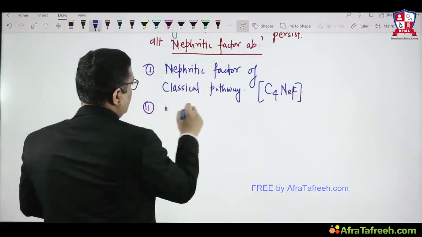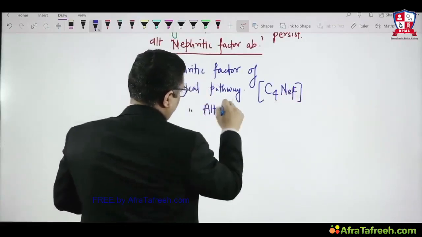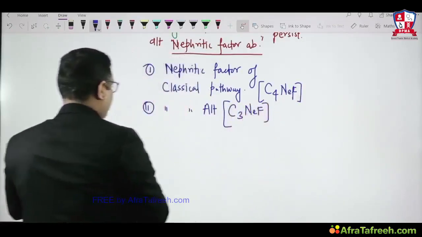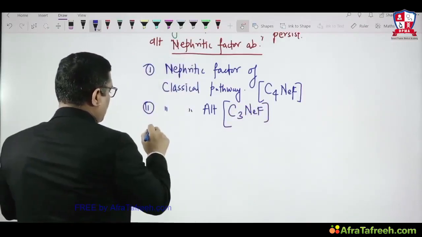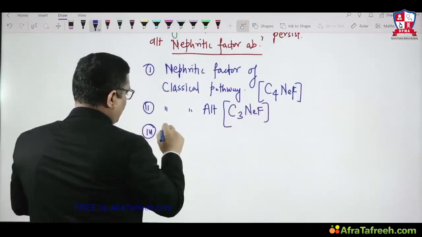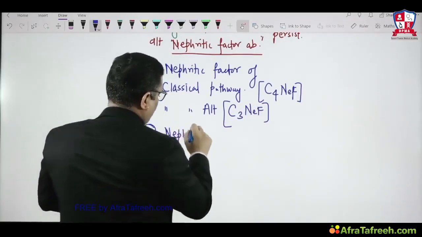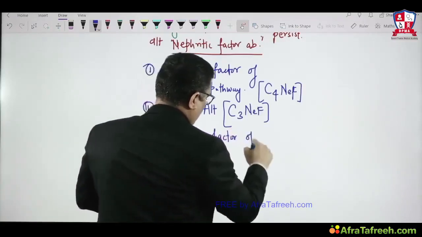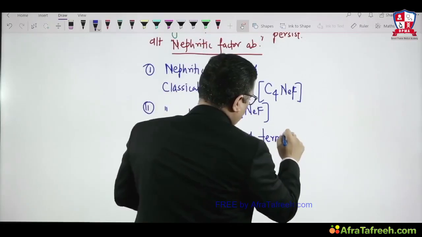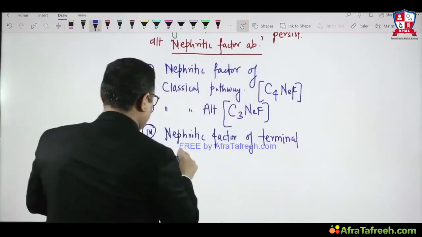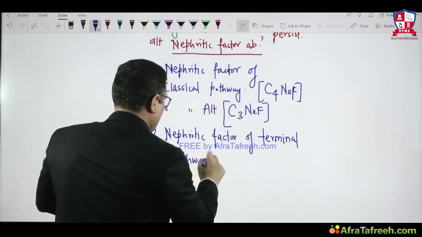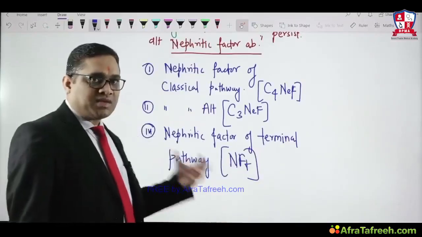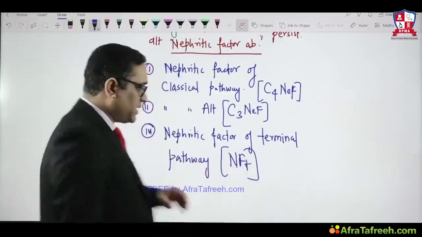Second is the nephritic factor of the alternative pathway, which is called C3 nephritic factor. Third is the nephritic factor of the terminal pathway, abbreviated NeFT. These antibodies are associated with the hypocomplementemia seen in MPGN.